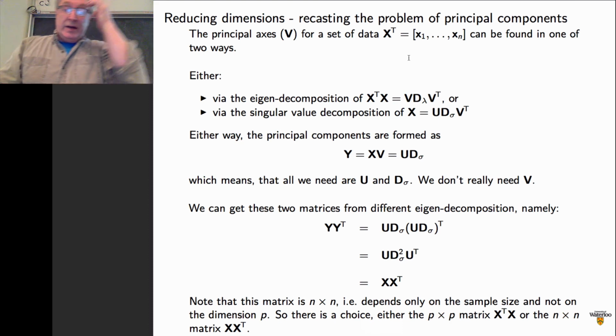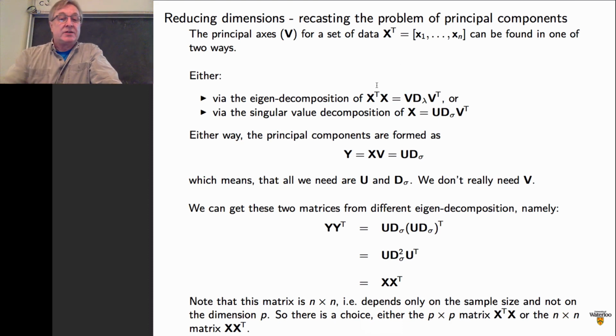And we could do that in two ways. We can get the eigen decomposition of X transpose X, or we can go with a singular value decomposition. In either case, Y is going to be taking every row of X, projecting it onto every column of V, or just taking the product of U and D sigma from the singular value decomposition. Okay? So we don't really need to know the principal axes at this point.